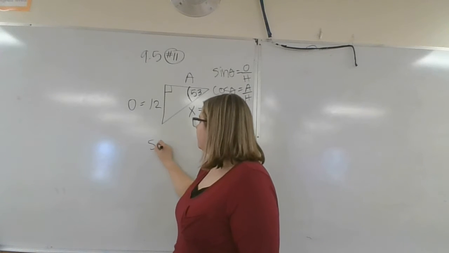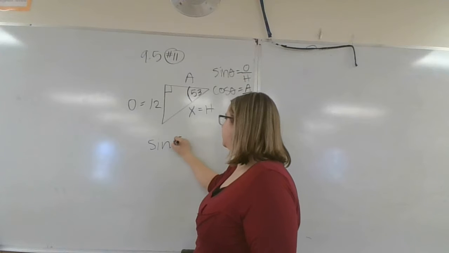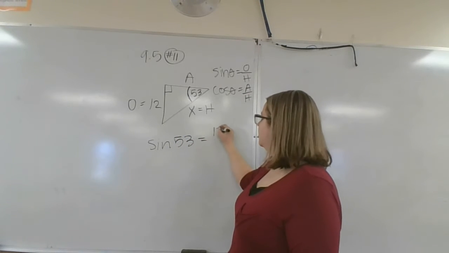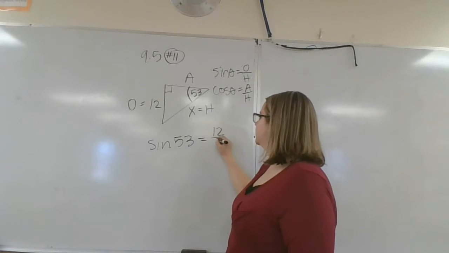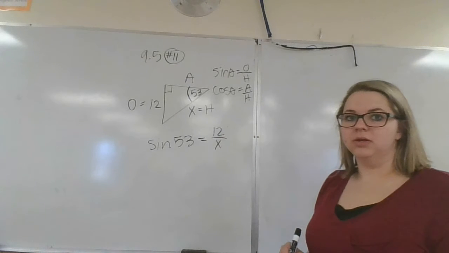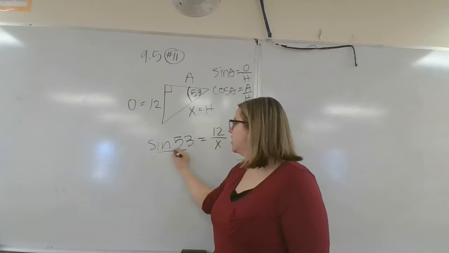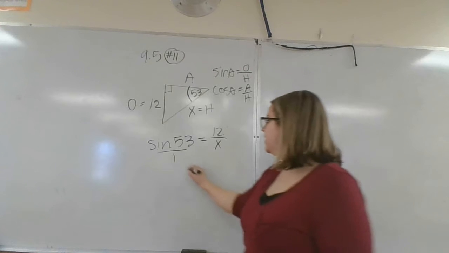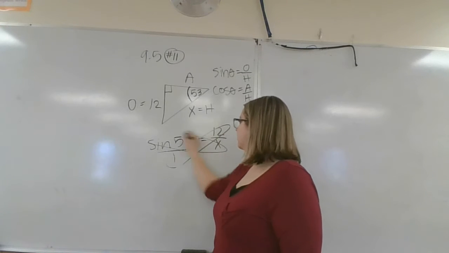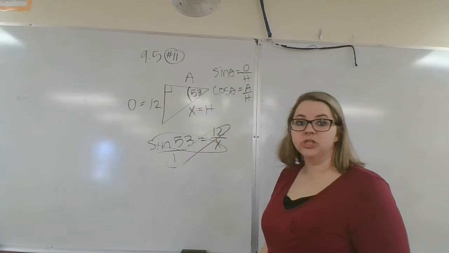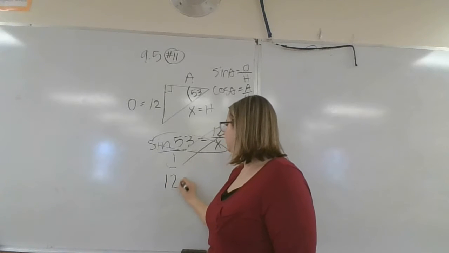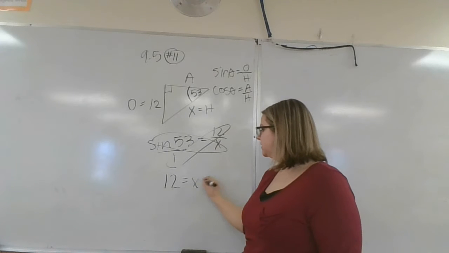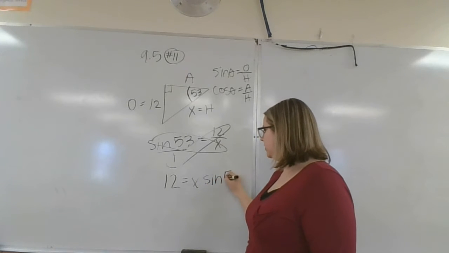So sine of my angle, 53, equals opposite, 12, over my hypotenuse, which is x. Now I could put this over 1, and that's okay. It means the same thing. Now I can cross multiply. So I have 12 times 1, which is 12, and then x times sine of 53, which is x sine 53.